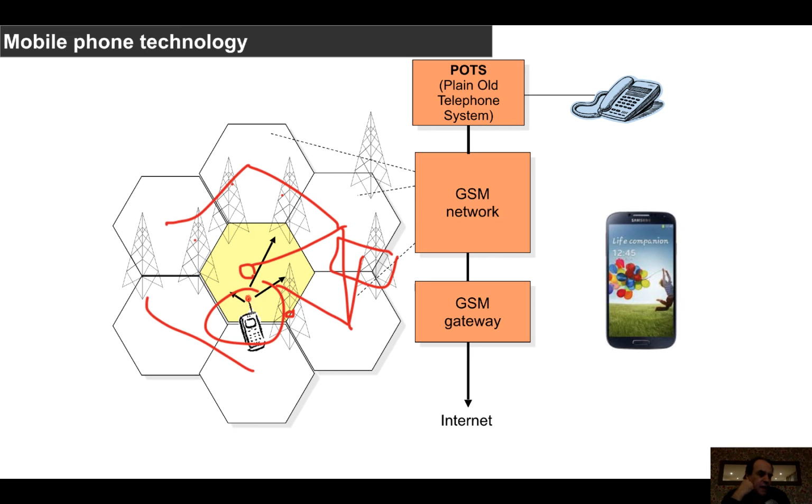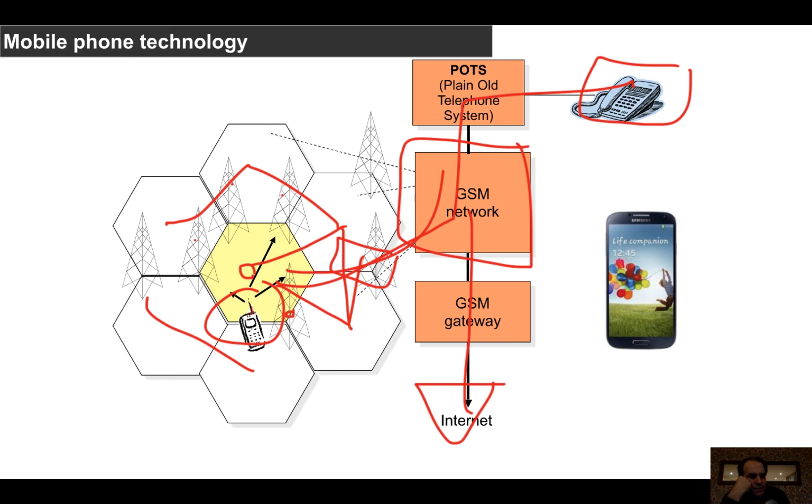And often we make a connection into the GSM network, which takes us back into the telephone network or out onto the internet. So our switching systems are actually moving between our old telephone system and then also into our internet technologies.